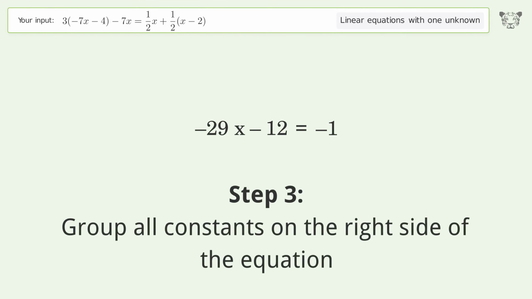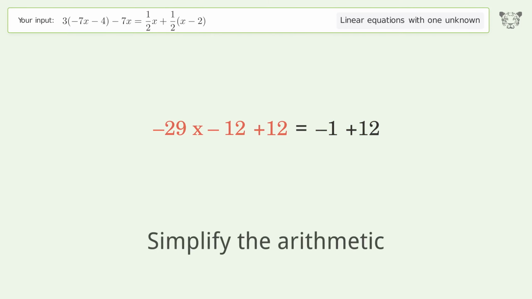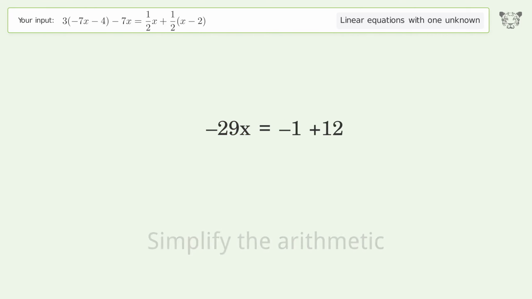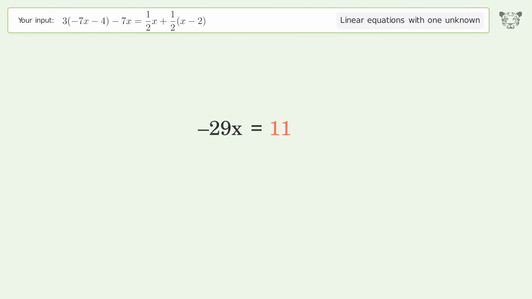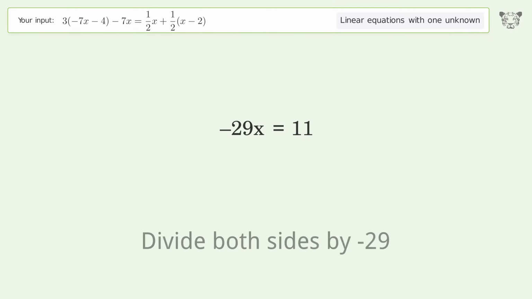Group all constants on the right side of the equation. Add 12 to both sides. Simplify the arithmetic. Isolate the x. Divide both sides by -29.